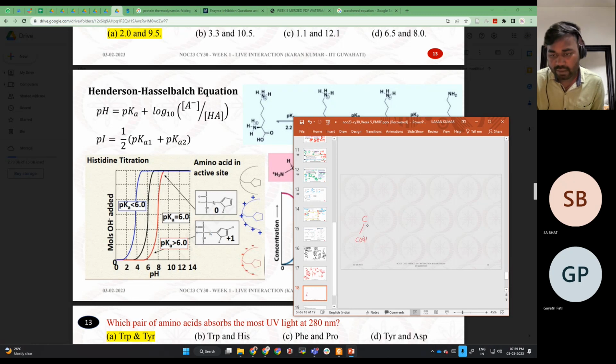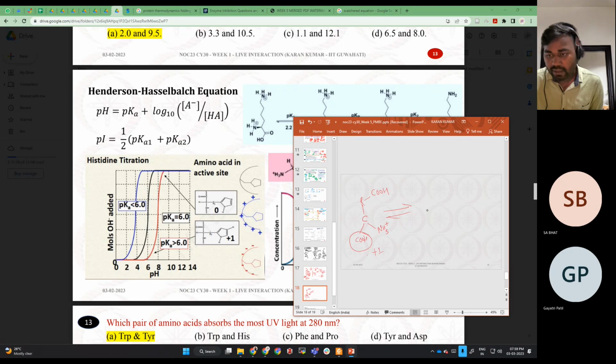COH, alpha carbon. This is NH3 plus. This is R attached to the COH. The first thing that will lose its proton, if you increase the pH, will be the alpha carbon group. Then in that case, right now, you will exist in the +1 charge.